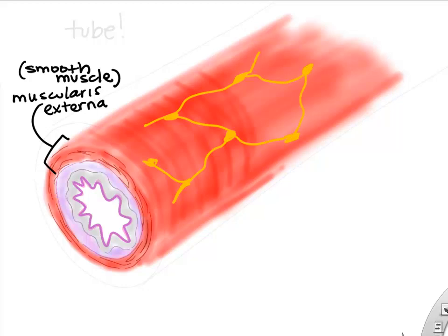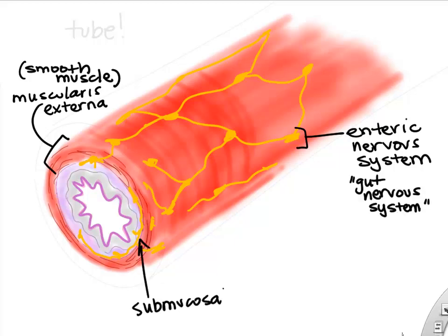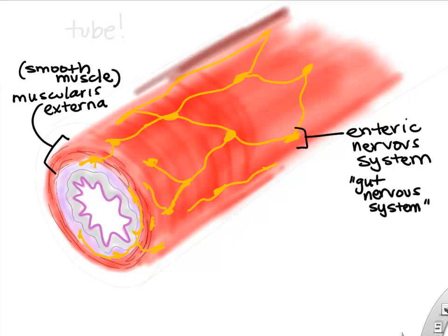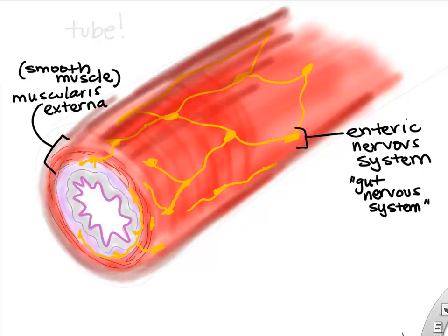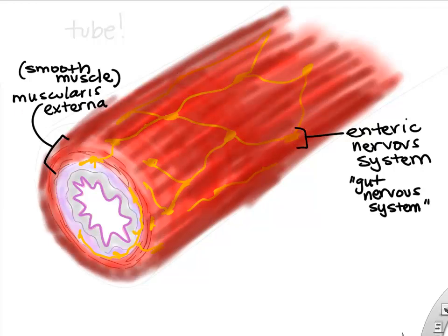Also found embedded within these layers of our digestive tube is the enteric nervous system. These neurons are actually found right outside the submucosal layer and sandwiched in the smooth muscle of the muscularis externa. And that enteric nervous system is really the gut's own nervous system. And these neurons are important for regulating local and regional activity of the digestive tract. And there's two layers. There's a longitudinal layer on the outside and a circular layer of smooth muscle more interior.